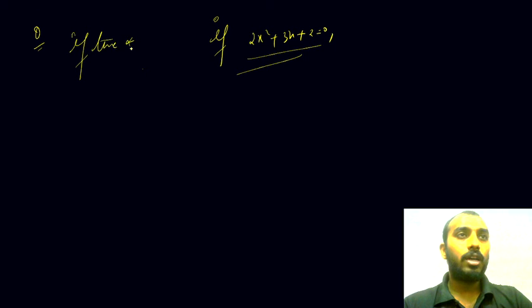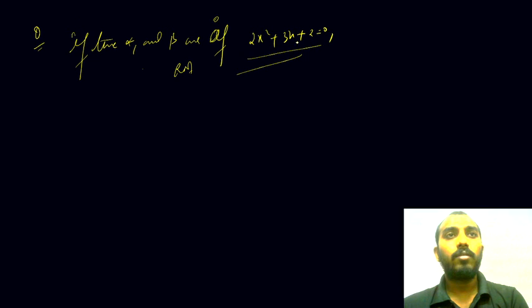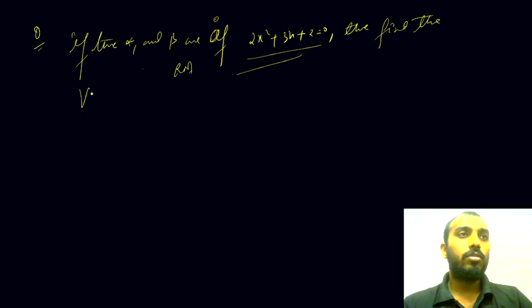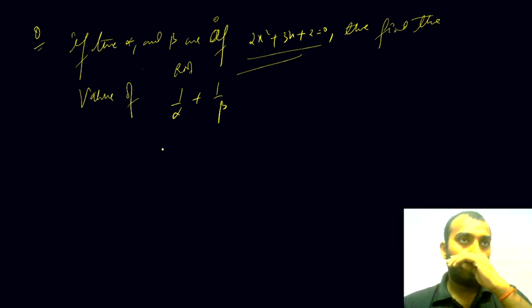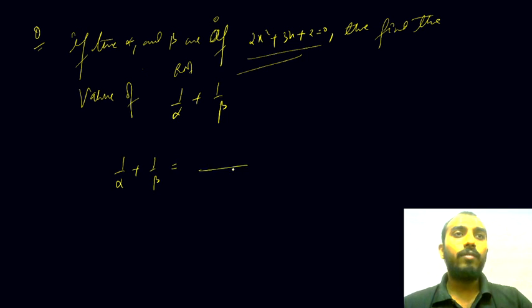If alpha and beta are the roots of this quadratic equation, then find the value of 1 upon alpha plus 1 upon beta. So how will we find it? We have to calculate 1 upon alpha plus 1 upon beta. When we take the LCM, it becomes (beta plus alpha) upon alpha into beta. And we also know very well that alpha plus beta is the sum of roots, and alpha into beta is the product of roots.